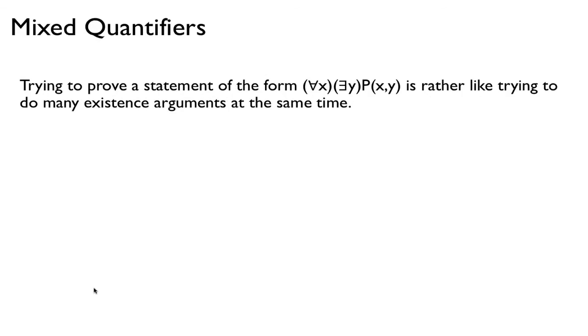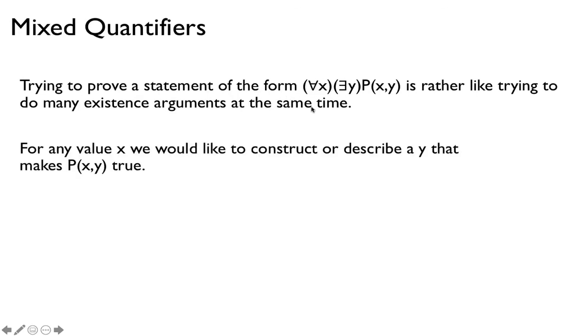Sometimes we have a mixed quantifier for the existence argument. So for example, we might have for all x there exists a y. This is a little bit more complicated, but this is basically trying to do many existence arguments at the same time. So for any given x, we have to prove the existence of a y for that given x. So this is doing an existence proof for every possible x in the domain. And so for any value of x, we'd like to construct a y that makes p of x, y true.